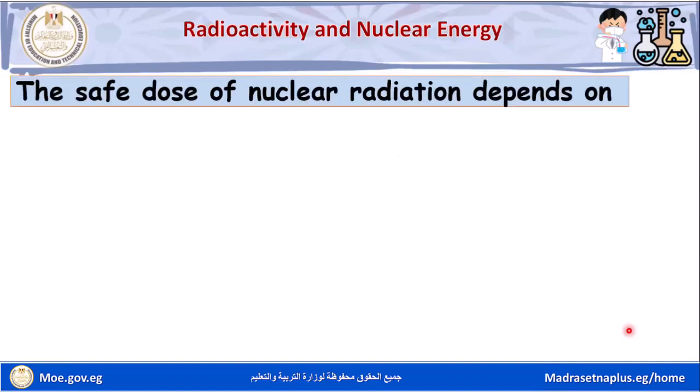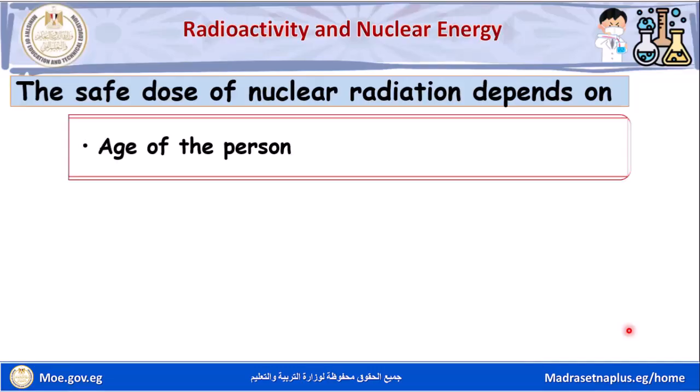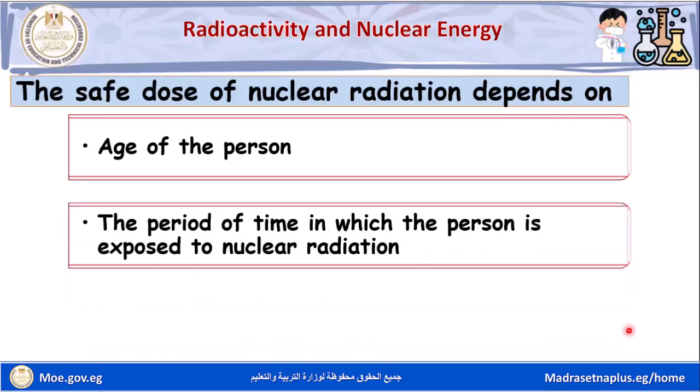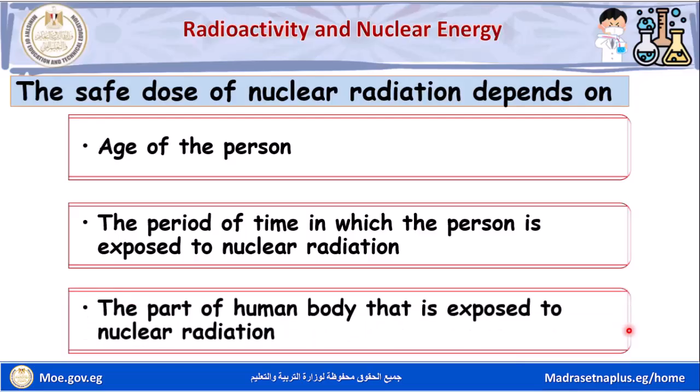The safe dose of nuclear radiation depends on the age of the person, the period of time in which the person is exposed to nuclear radiation, and the part of the human body that is exposed to nuclear radiation.